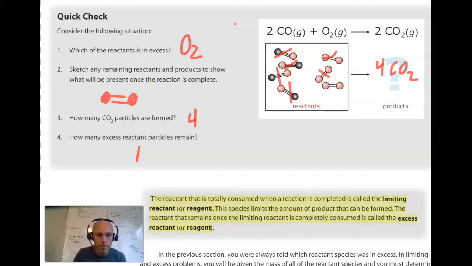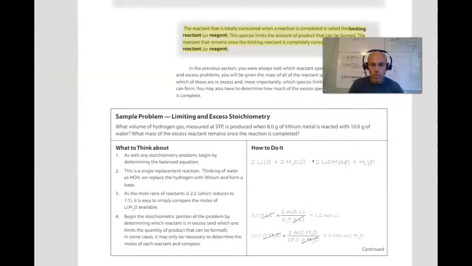So I've scrolled down page 255 of my ebook now, and I'm looking at this sample problem, which is the first limiting and excess problem that we'll be solving together. It asks, what volume of hydrogen gas measured at STP is produced when 8 grams of lithium metal is reacted with 10 grams of water? And then it asks, what mass of the excess reactant remains once the reaction is complete?